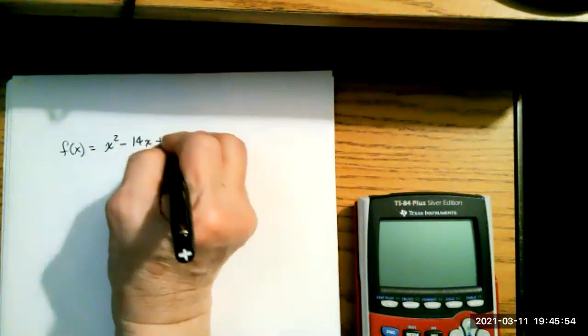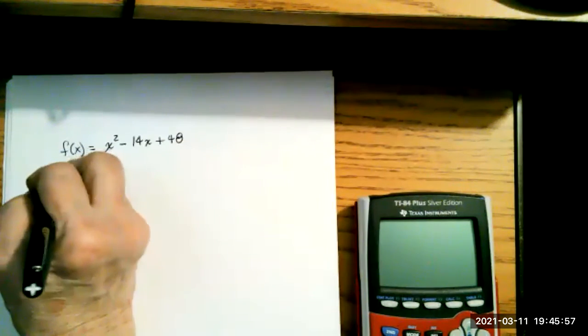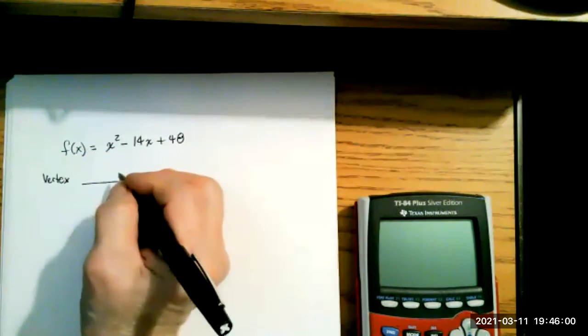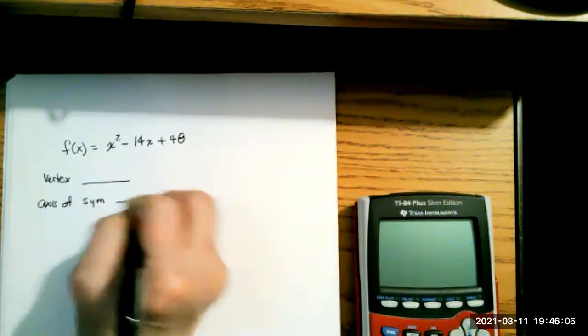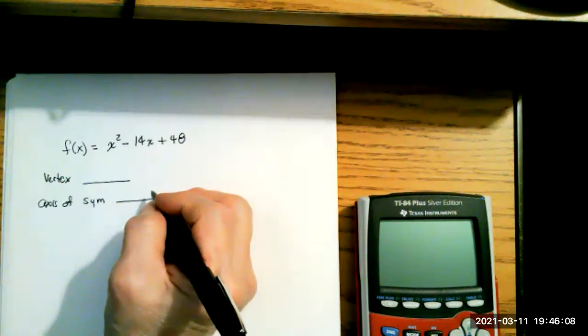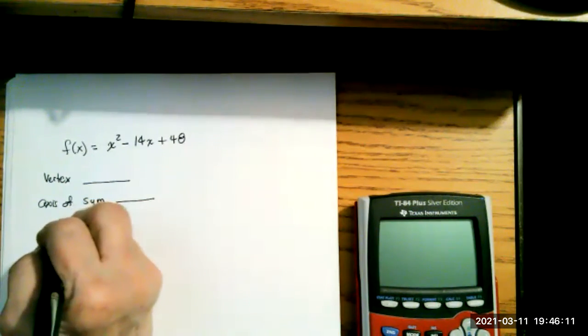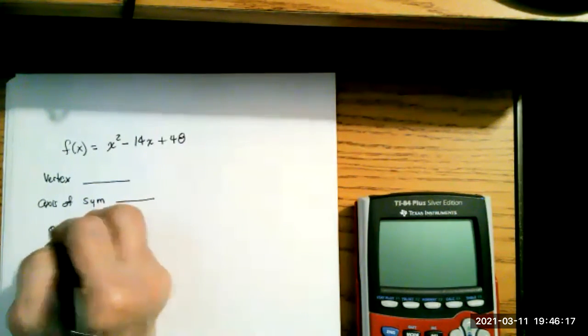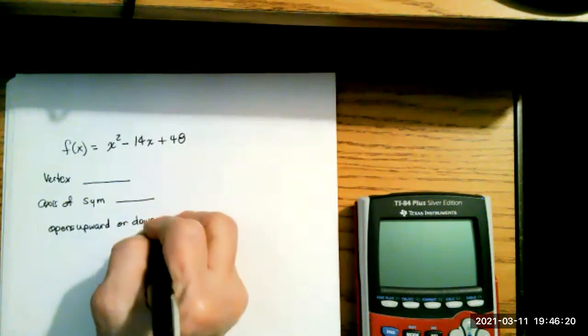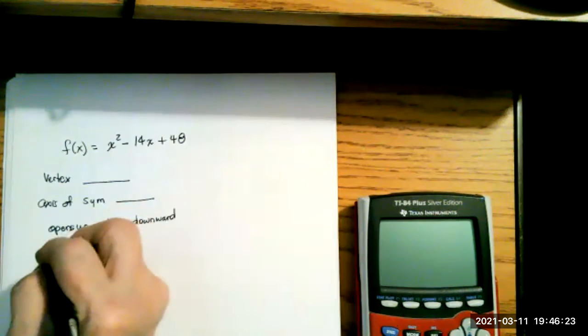Okay, let's try the next one. It actually gives us the equation, and it asks us to find the vertex, and asks us to find the axis of symmetry. And it asks us to find whether it opens upward or downward, is the terminology they use, and they want the value.